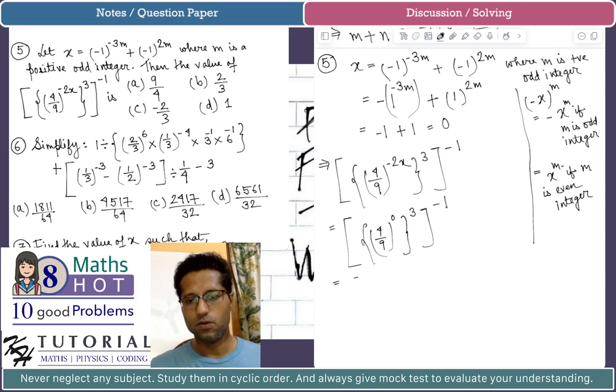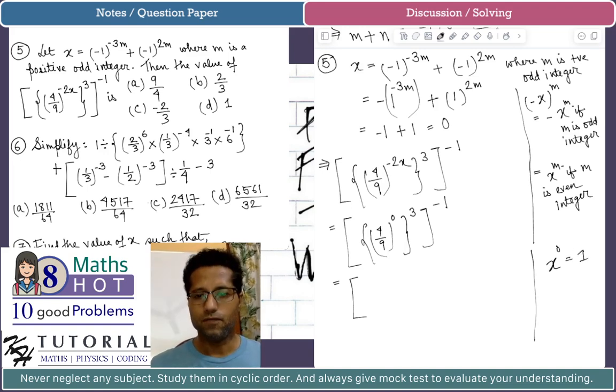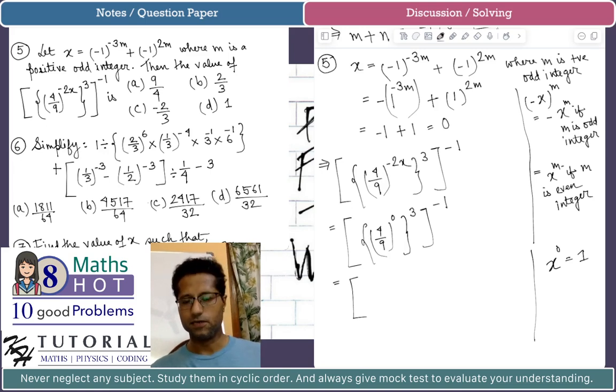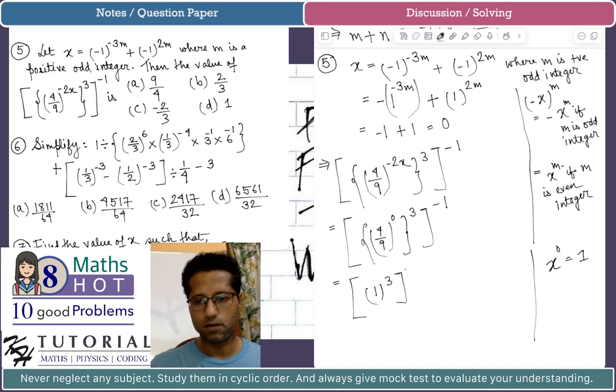Now we know that for any non-zero rational number, x to the power 0 is always equal to 1. So we have 4 by 9, which is a non-zero rational number. When it is raised to the power 0, it is always 1. So we have now 1 raised to the power 3 and then this whole raised to the power minus 1.